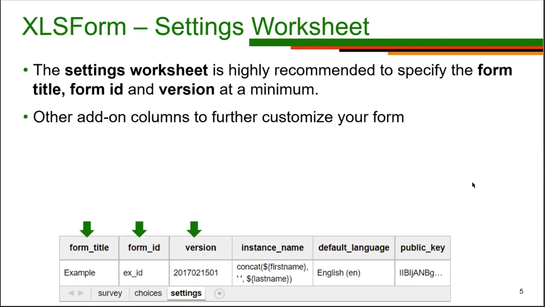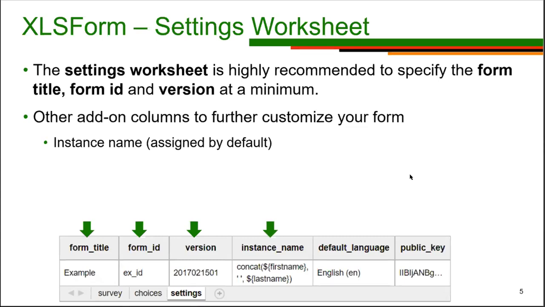But if you started off creating a form from your form builder in KoboToolbox, these ones will be automatically created for you. Or even if you don't create it in your specific form, once you upload it, it will ask you to enter this information. And for the most part, the form ID and the form version will be created by default on the form once you upload your form onto the website.